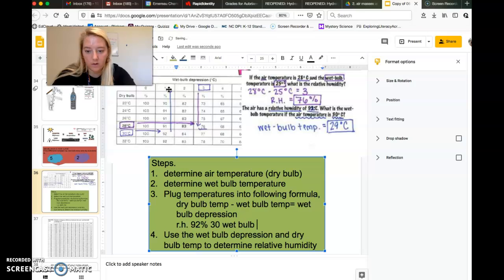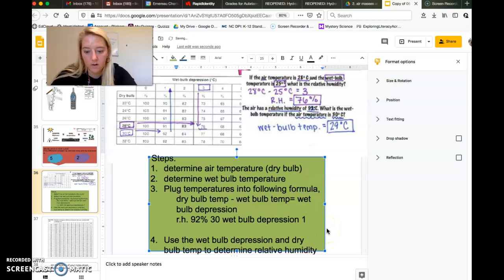We figured this out by looking at the graph. And then we know, based on our formula, that it is dry bulb temp, which we said was 30, minus our wet bulb temp equals our depression, which is 1. So in order to figure out our wet bulb temperature, we need to subtract or add the wet bulb to get it over on this side. We're doing a little bit of algebra here.